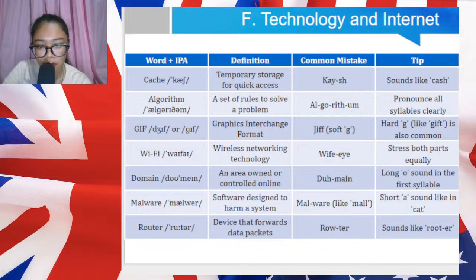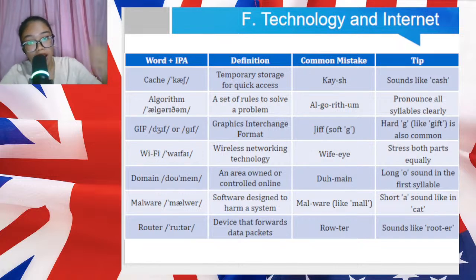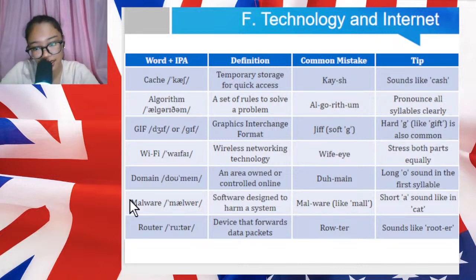Wi-Fi, which mispronounces the second part. So both Y and Fi should be pronounced with a long I sound, or a diphthong I. As you can see, there's an I there. There's also an I in the beginning. That's a diphthong, so it should have the same diphthong sound.